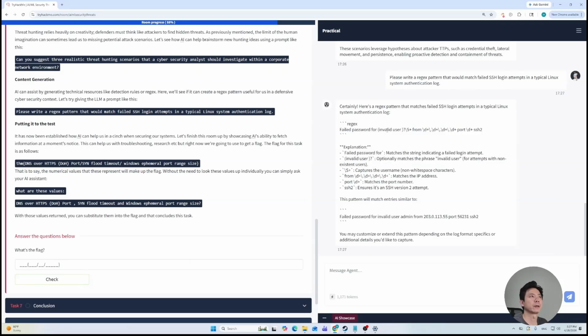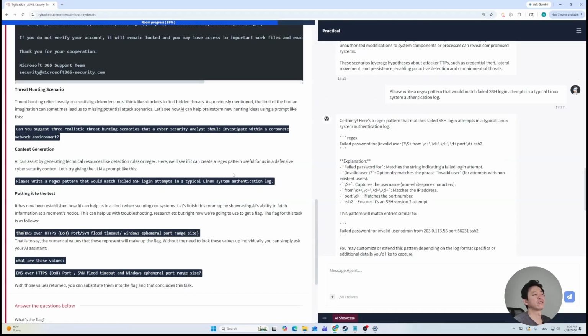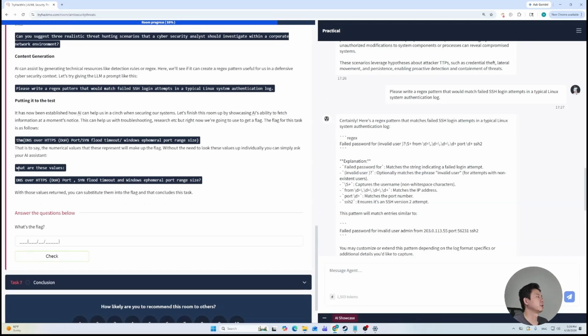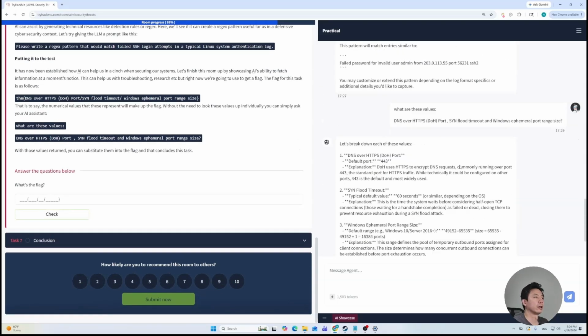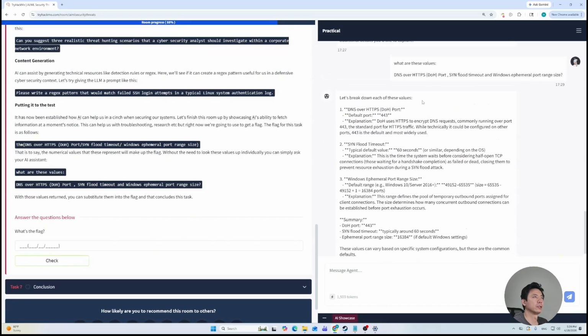This one is really helpful, especially for those who are not very familiar with regex or what it is. So now let's try to get a flag from the room. We can just simply paste this prompt right here, and then eventually we're going to get the values for each of the fields, and we just replace those numerical values into this one to get a flag. And we do it right here. Let's break down these values.